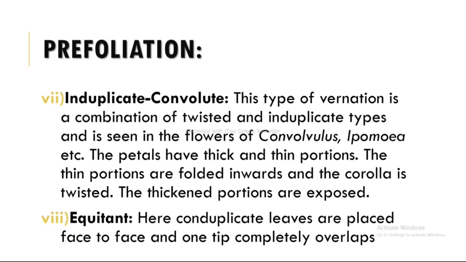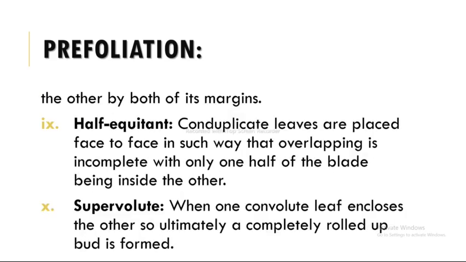The eighth type is the equitant. In equitant condition, the conduplicate leaves are placed face to face and one leaf completely overlaps the other by both of its margins.